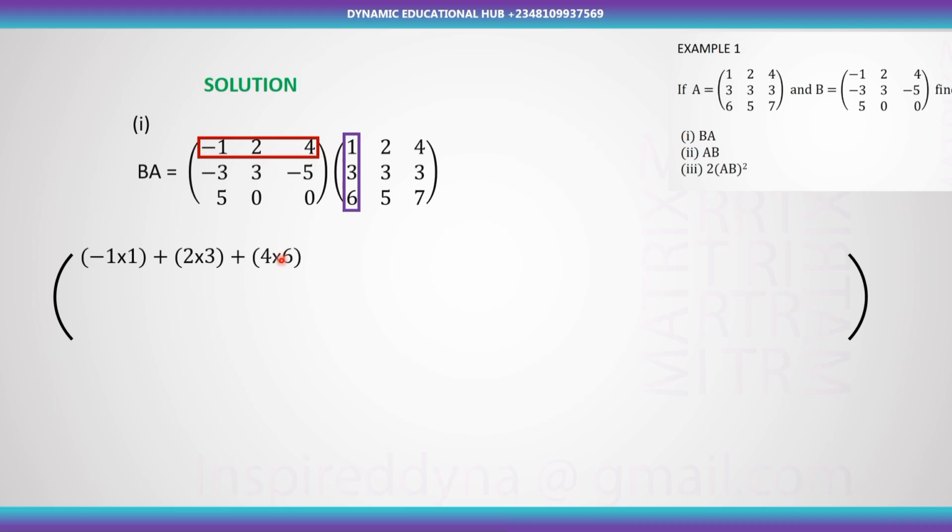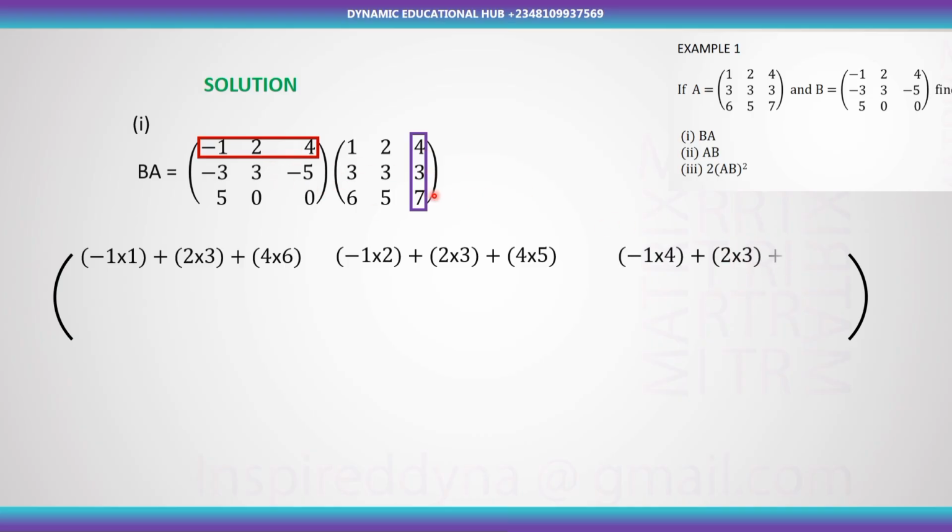We move to the next column. We have minus 1 multiplied by 2 here, plus 2 multiplied by 3 here, plus 4 multiplied by 5 here. We move to the next column. We have minus 1 multiplied by 4 here, 2 multiplied by 3 here, and 4 multiplied by 7. We are done with the first row. Then we move to the second row.